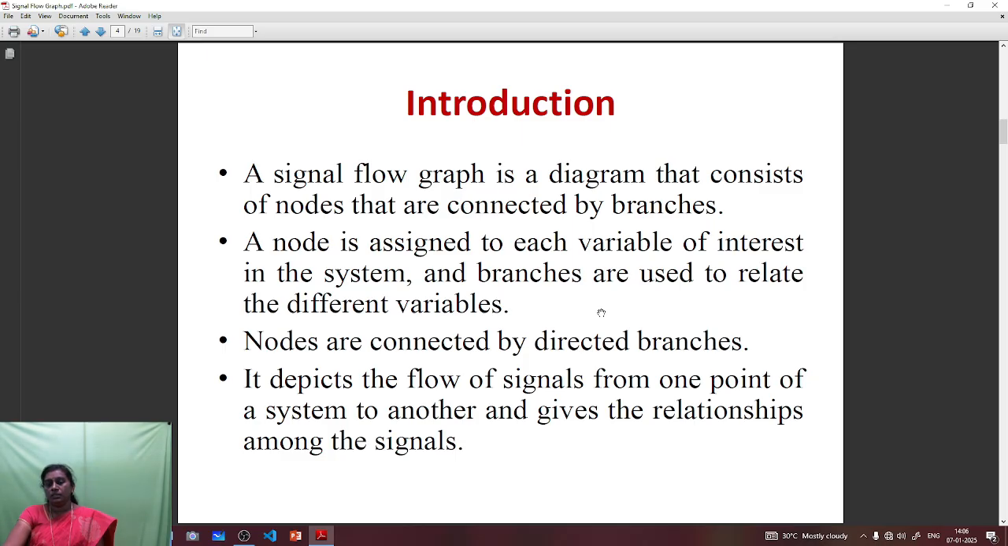So what is a signal flow graph? A signal flow graph is a diagram that consists of nodes that are connected by branches. A node is assigned to each variable, and branches are used to relate the different variables. Nodes are connected by directed branches. It depicts the flow of signal from one point of the system to another and gives the relationship among the signals.